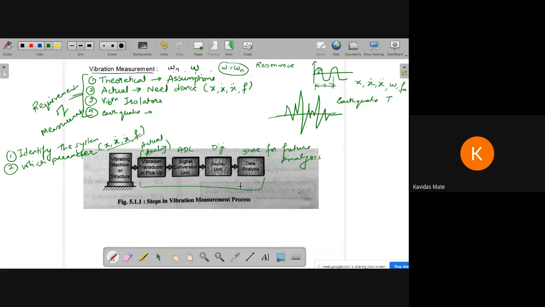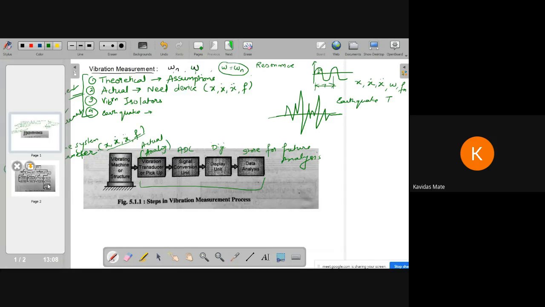We are going to look at machine conditioning later in the topic, but for now just look at what the steps involved in this measurement process are. I hope you understood this. If you don't understand any point, you can put it in the comment box and I can reply to you.